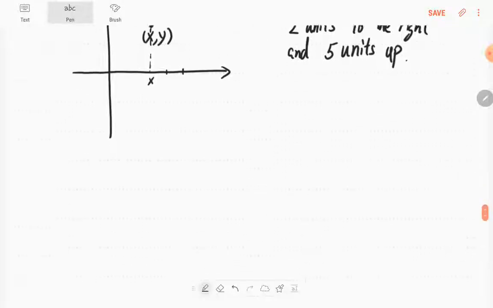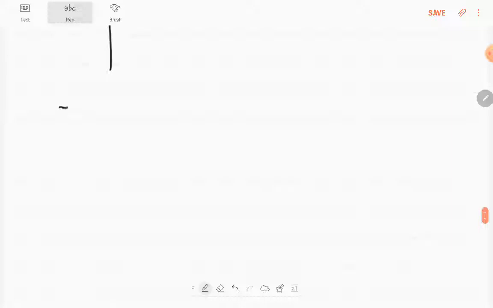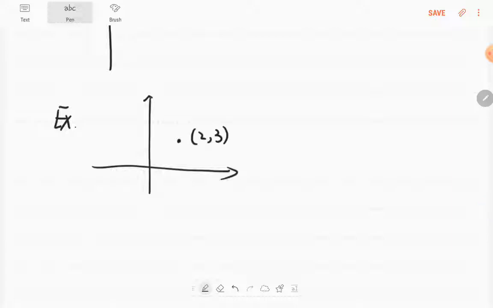So for example, if you have a point which is (2, 3), we want to shift this point 2 units to the left and 1 unit down.